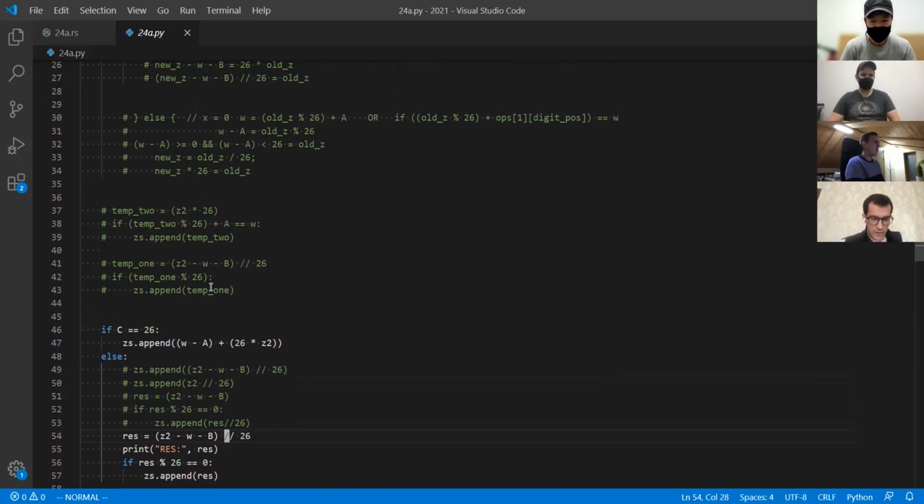The scroller, where you at now? Yeah, that's dividing it by 26 and rounding it down, right? Right, yeah, just getting rid of the right side of the decimal. So you are basically calculating the next digit, the next input that you are going to get, by manipulating your already existing Z. Right.